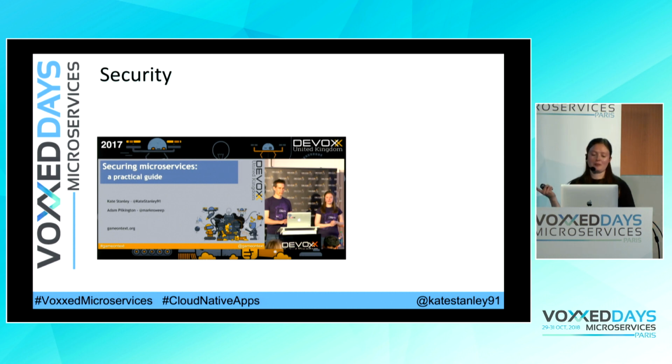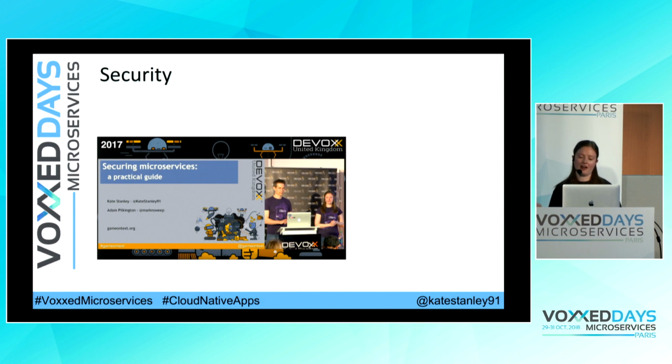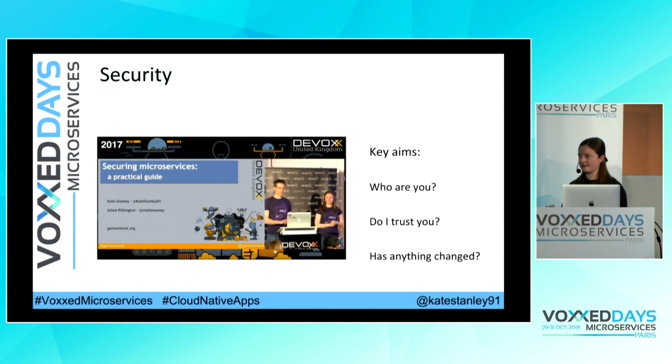We gave a talk about securing microservices. You can go look it up if you want to. We had 3 specific points. The key aims when you're securing microservices: you want to understand who is the person making the request, because that probably makes a difference to what they're allowed to do. Do I trust them? That is, do I trust the service that's made the request to me? And has anything changed while this request is propagated through my system?